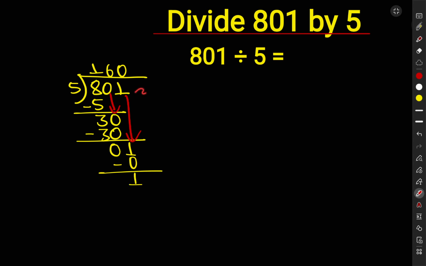So now we have no other number to put down. So we place a decimal here, so that we put 0. So it is 10 and 5 times 2 is 10. On subtracting we get 0. So 801 divided by 5 is 160 decimal 2.